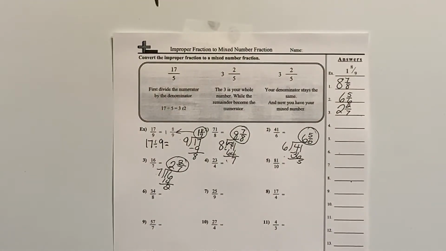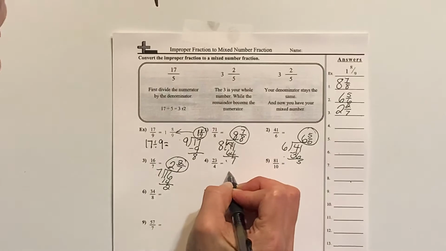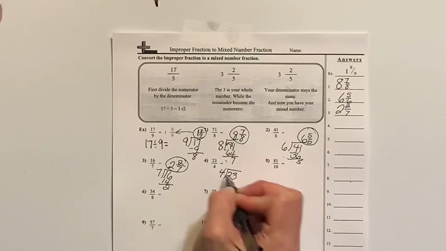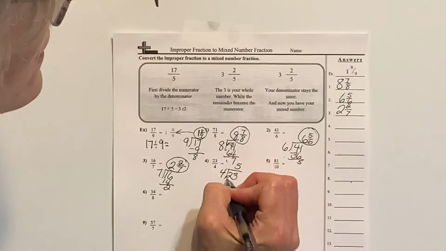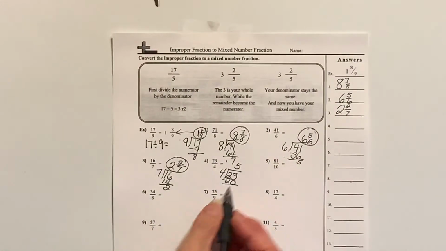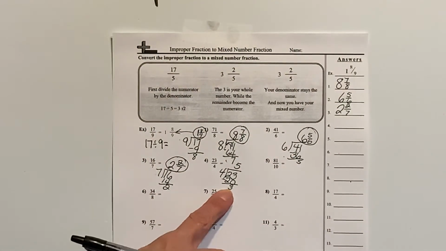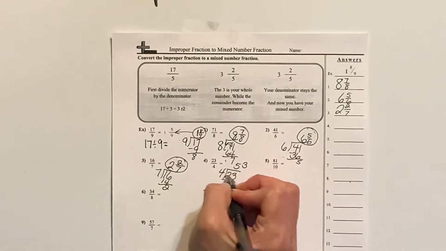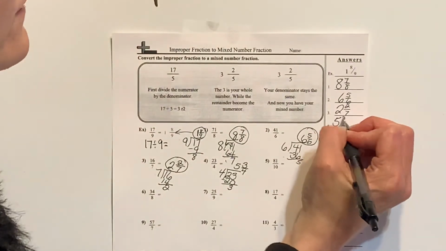All right, number 4. So I've got 23/4. So I've got 23 divided by 4. Well, when I count by 4s, 4, 8, 12, 16, 20, 24. 24 goes too far. Got to go back 4. So that would be 20. That would be 5 4s. 23 minus 20 would give me 3. That would be my remainder if I were writing remainders. Since I'm not, that's my numerator, and then what I divide by is my denominator, 5 3/4.